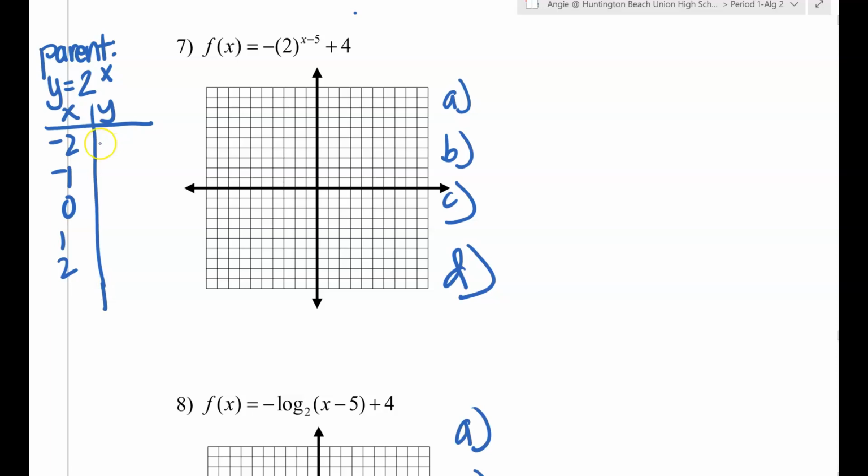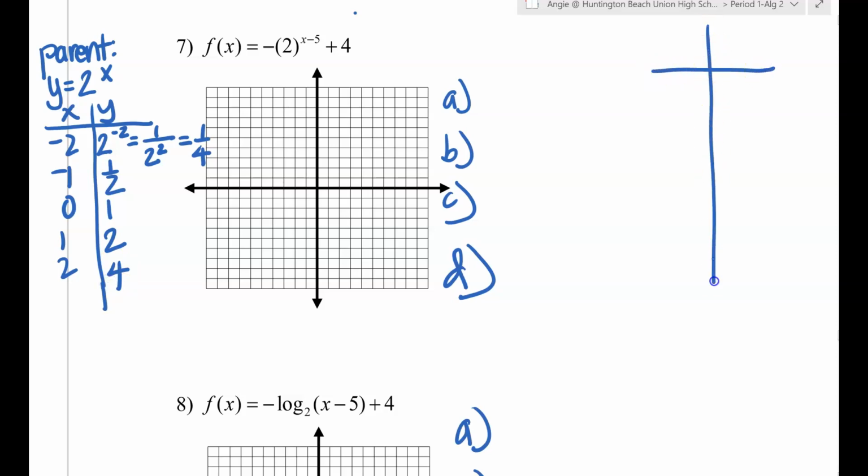So 2 to the negative 2, it looks like this. We have a negative exponent, we bring it to the denominator, so it's now a quarter. 2 to the negative 1 is a half. 2 to the 0 is 1. 2 to the 1 is 2. 2 squared is 4. Those are the inputs and outputs of your parent.